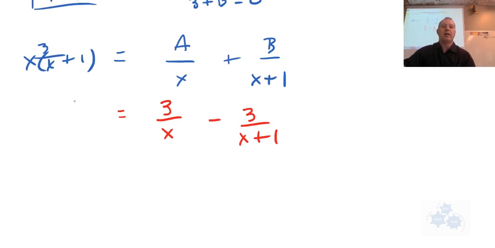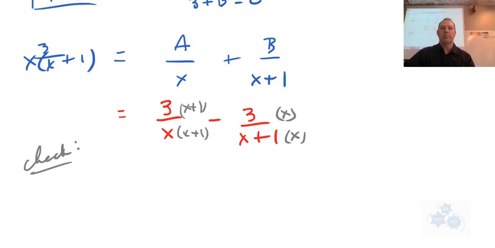Okay, so we could check this, right? I'm not making you, but of course we could check this by adding these two up like we did before, and to see if you get 3 over x times x plus 1. So I won't bother you with that, but get common denominator, and then combine. Okay? So that's going to be 3x minus 3x plus 1. So it's going to be equal to that. We're good.